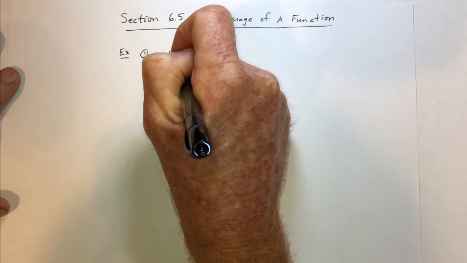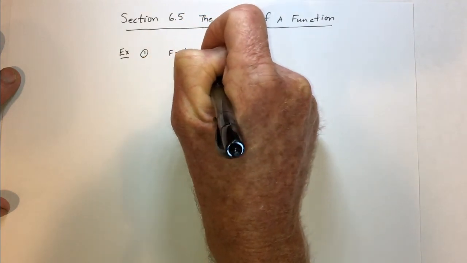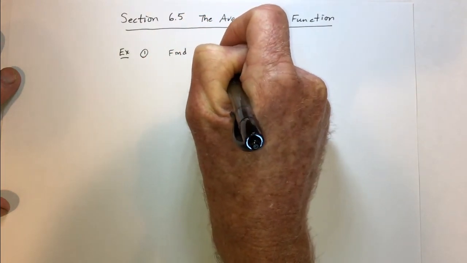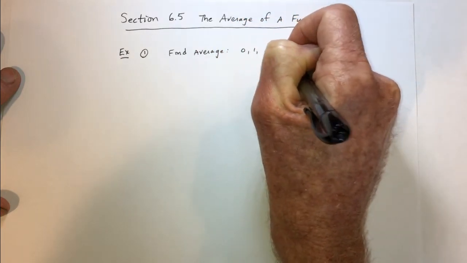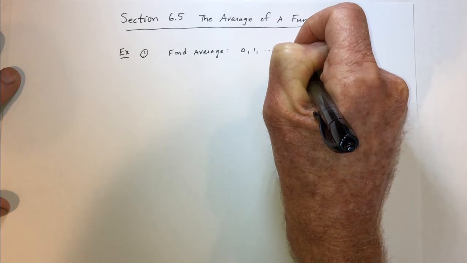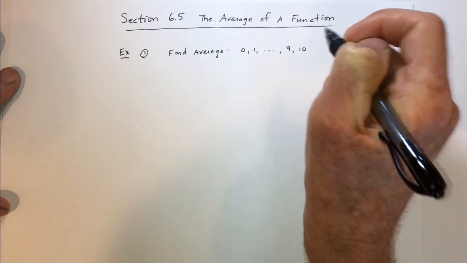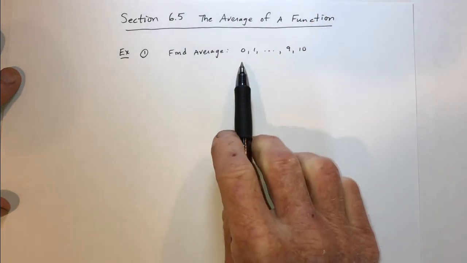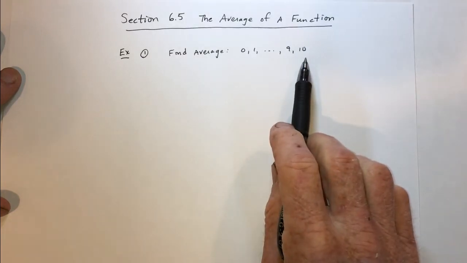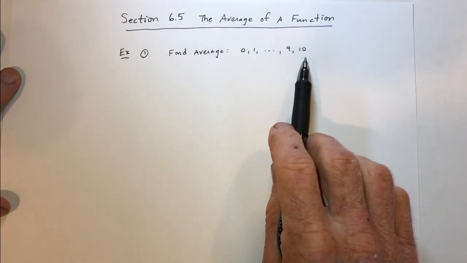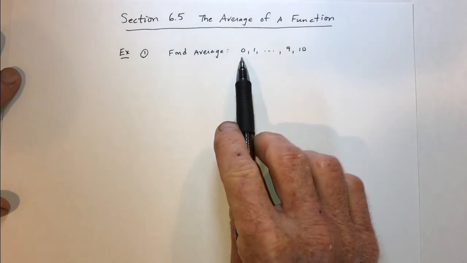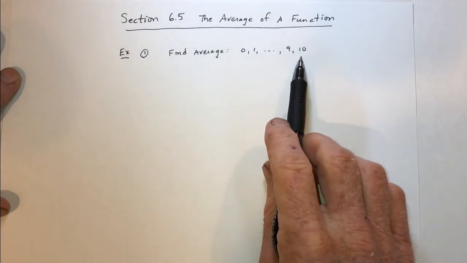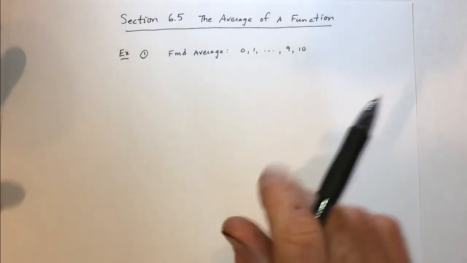Find the average of the numbers 0, 1, 2, 3, 4, 5, 6, 7, 8, 9, 10. So you can just add them up and then divide by 11. That's 11 numbers because they're counting from 0. So if you add them up and divide by 11, what's it going to be?